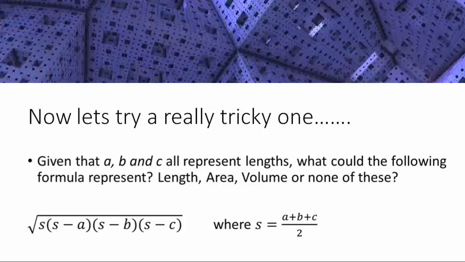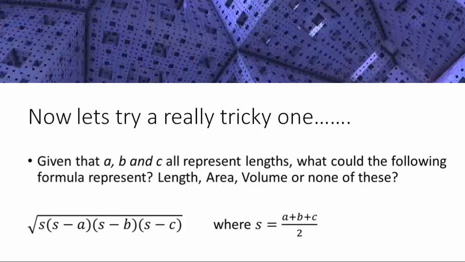Okay, I hope you've had a chance to decide. Now, this is certainly an area. And let me talk through why it's an area. Firstly, look at the definition of s. s is a plus b plus c over 2. And therefore, s represents a length plus a length plus a length divided by 2. So s is a length itself. That's the key thing to note.